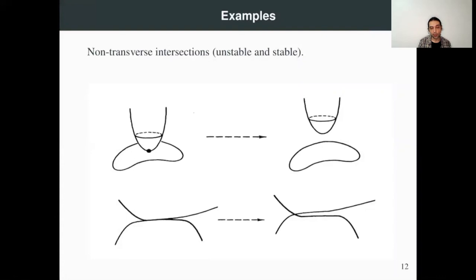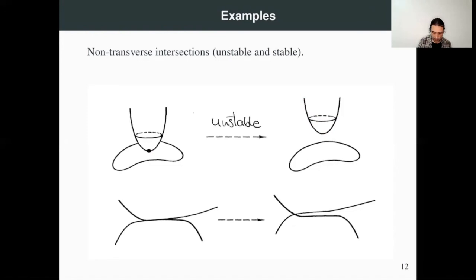Here, we have something that is interesting, which is that transversality implies stability. But you can have stable intersections that are actually non-transversal. Here we have a couple of examples. In the first one, when we deform a little bit this submanifold, what we get is that there is no intersection anymore. And so this intersection over here is clearly unstable.